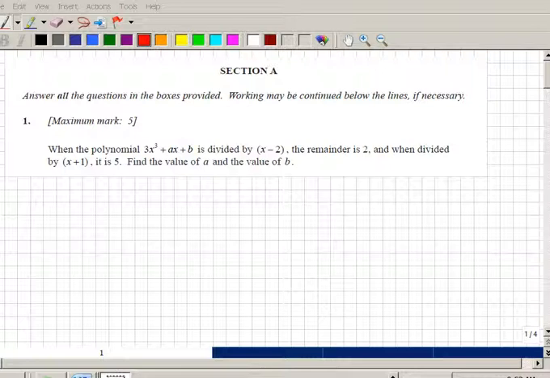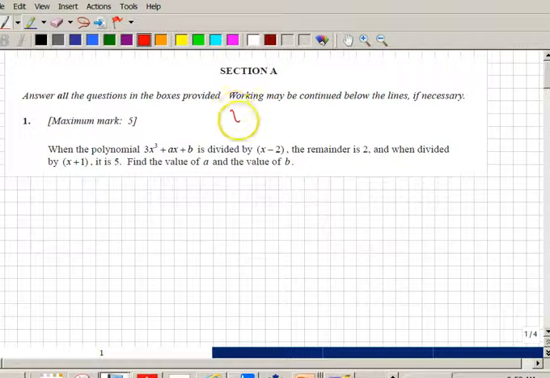It says when the given polynomial is divided by x minus 2, the remainder is 2. When it's divided by x plus 1, it's 5. Find the values of a and b. Well, just remember the remainder theorem, which says if you divide by x minus k, that's the same as evaluating p of k. Whatever that gives you is the remainder. So, for example, if p of k equals 0, then that means that k is a root of the polynomial.